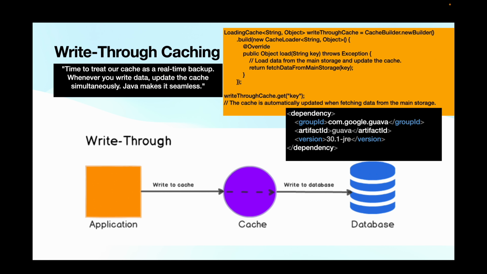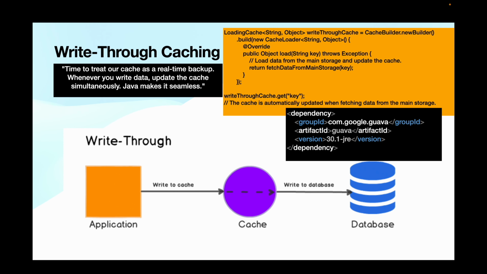We have here write through caching. This is write through caching. Time to treat our cache as a real time backup. Basically, whenever you write data, update the cache simultaneously. So let's see Java code for how we can make it seamless.